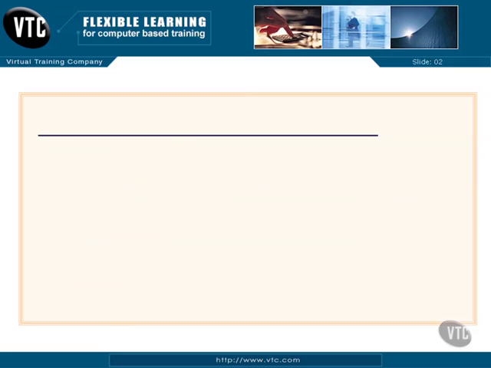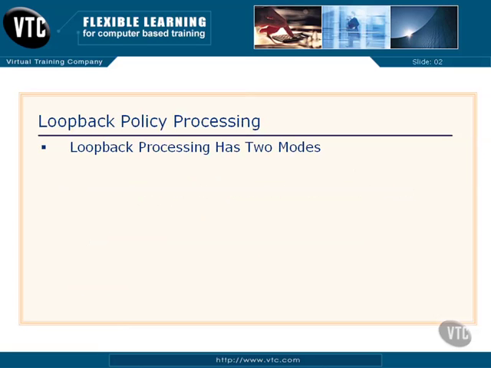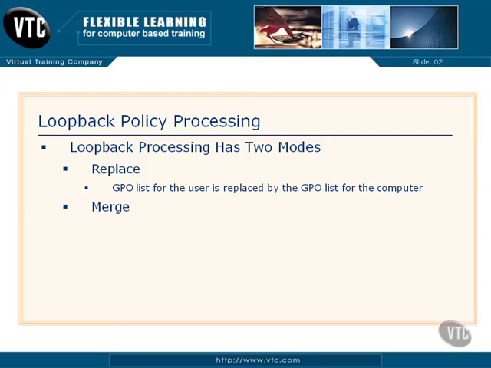So what we're going to do here is turn loopback on, and notice that there are two modes of processing with loopback. Number one is replace. Here, the GPO list for the user gets replaced by the GPO list for the computer. We apply the user settings, then the computer settings, but the user settings get overridden by the computer settings, so they take precedence. With merge, the computer settings are applied after the user settings. But the bottom line is that this is based on the computer settings more so than the user settings.